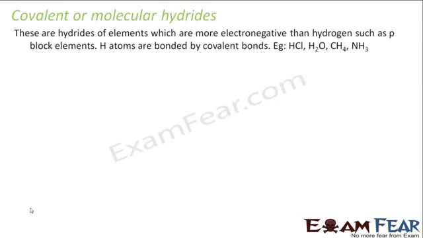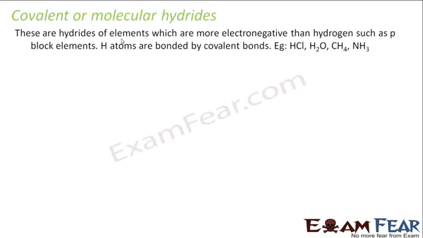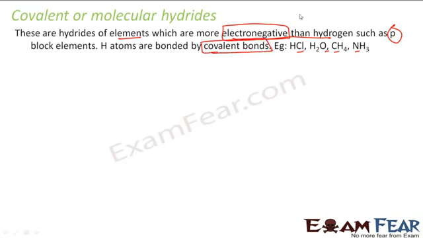The next is the covalent hydrides. In covalent hydrides, we have elements which are more electronegative than hydrogen. Please note they are more electronegative than hydrogen and they are generally p-block elements. For example, chlorine, oxygen, carbon, nitrogen, and with these they form a covalent bond. Please note they form a covalent bond.